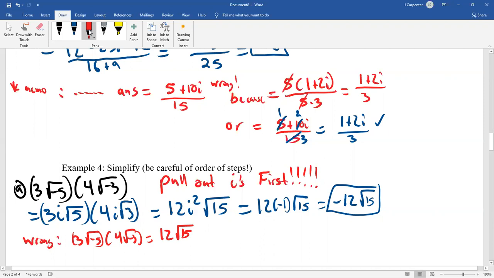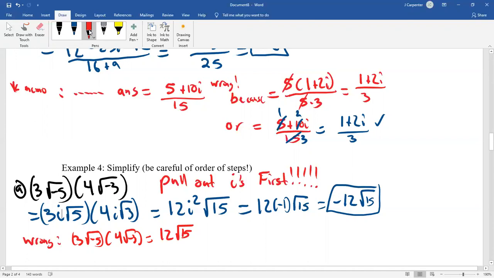But trust me, I'm not lying to you. I know you don't know exactly why, but this negative is supposed to be the answer. And this is actually what will happen every time if you do it the wrong way. You'll get the opposite of the correct answer. So again, this was wrong. Do not do it this way. Do not multiply before pulling your i's out. You have to pull the i's out first. It is a PEMDAS type of step.